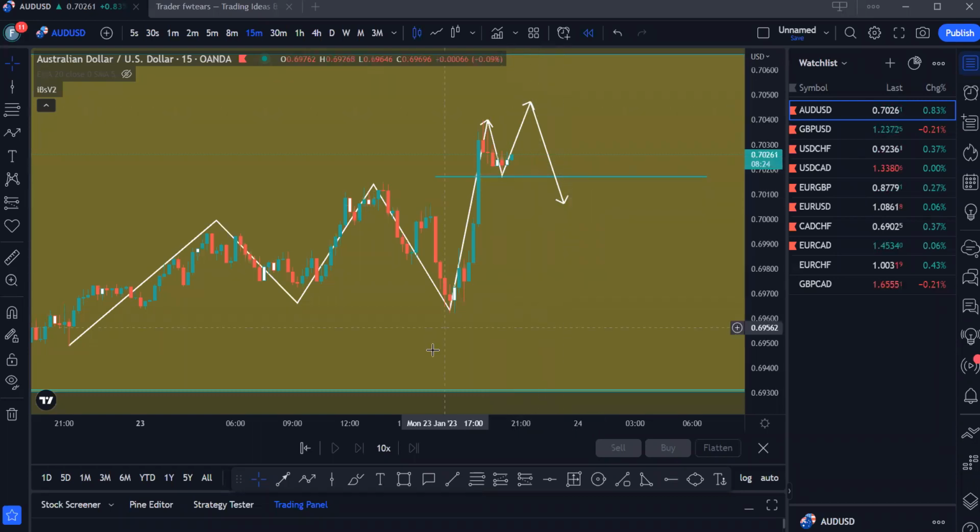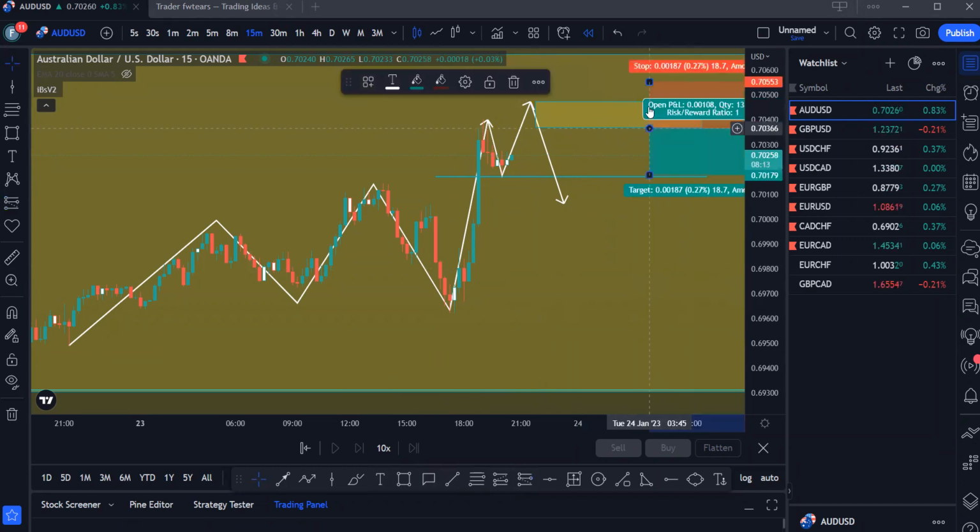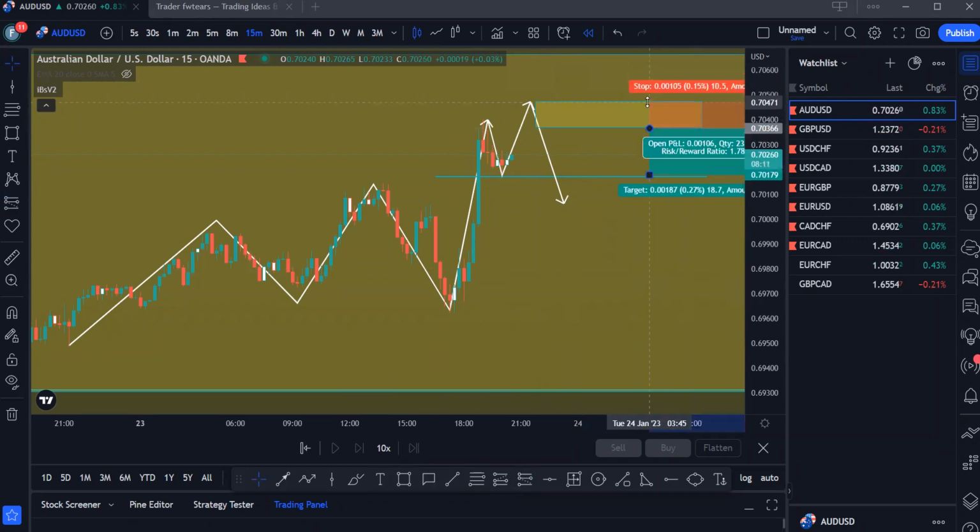If it gets broken, what you do is just set a sell limit order to your supply here. It's as simple as that. If you work with this structure, you will find that your strike rate will increase.